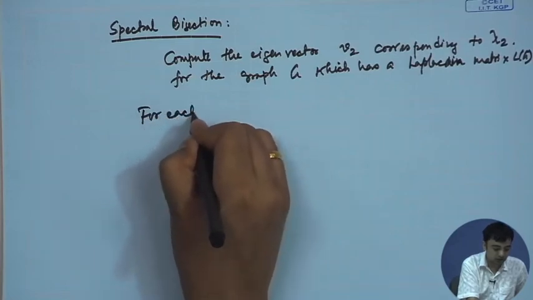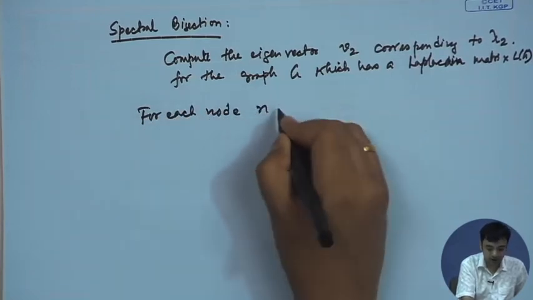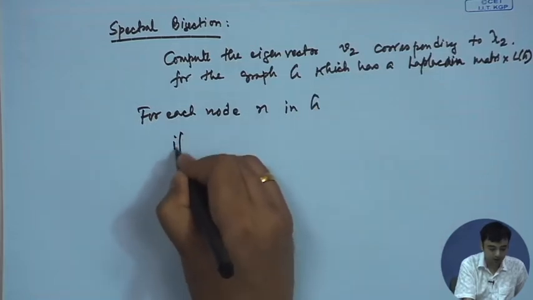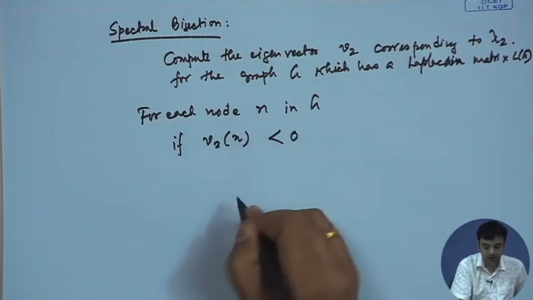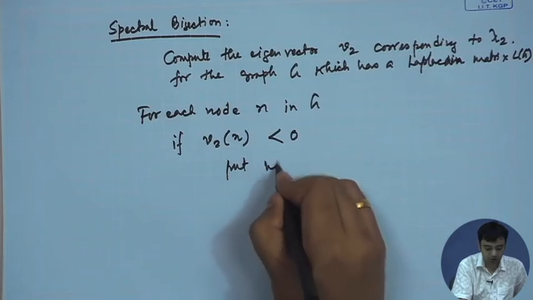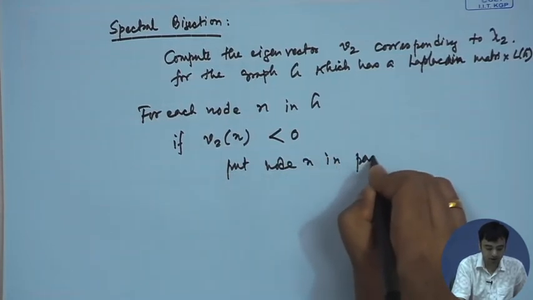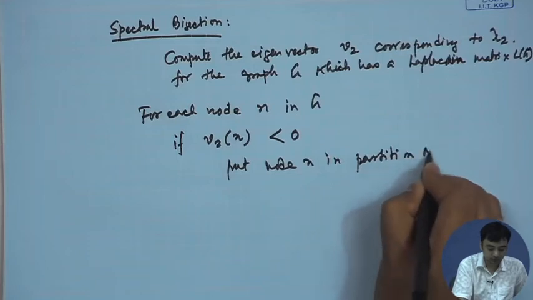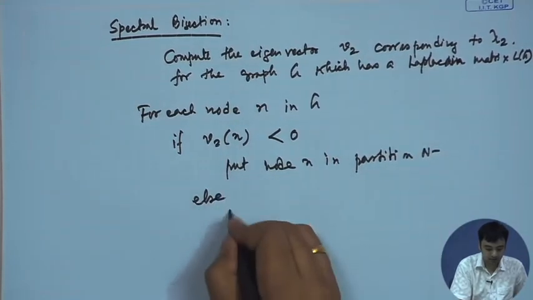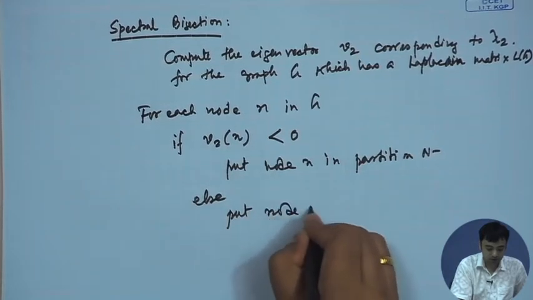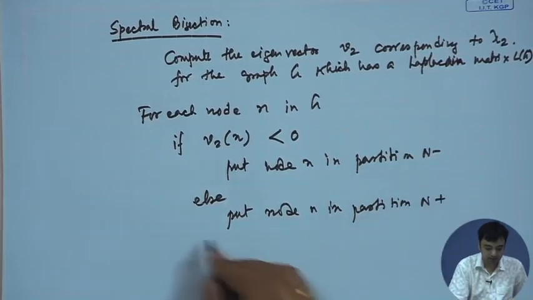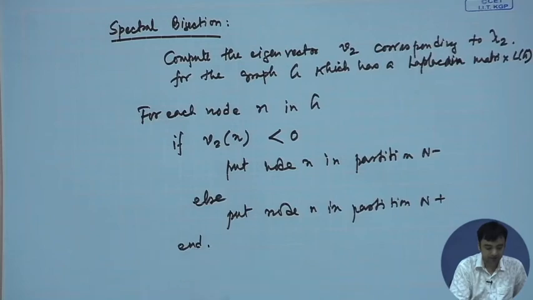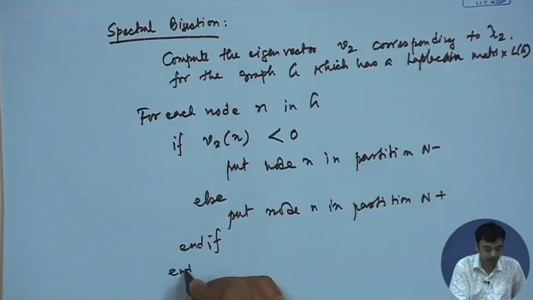For each node n in G, if V2 of n is less than or equal to 0, put node n in partition n minus, else put node n in partition n plus. End. So, basically, an if, and then you have an end for.